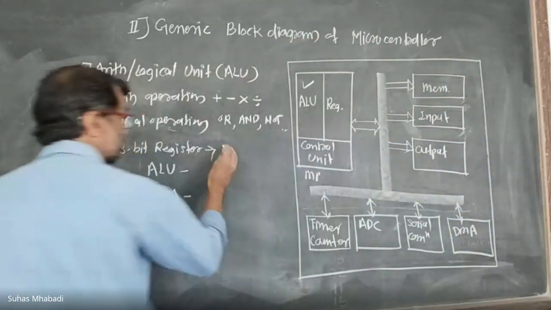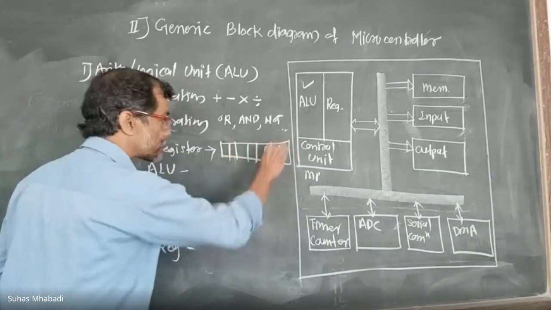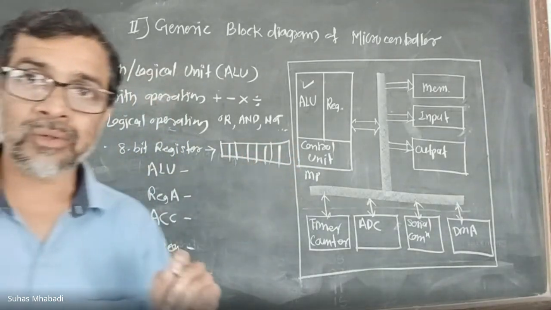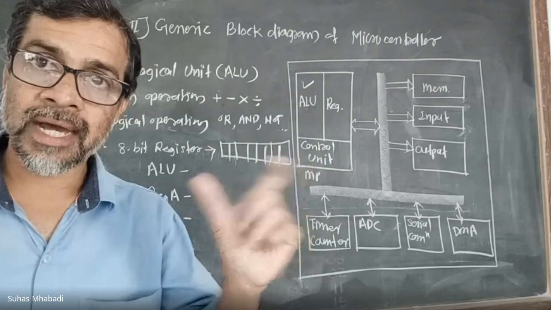In this register, which looks like this, when I carry out a mathematical or logical operation, that register is called as ALU.